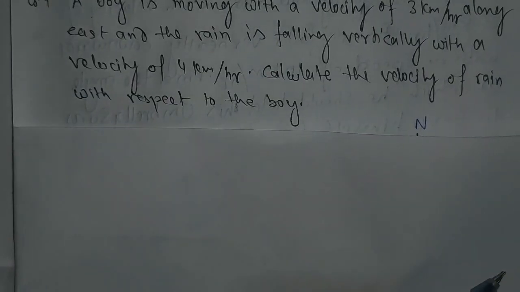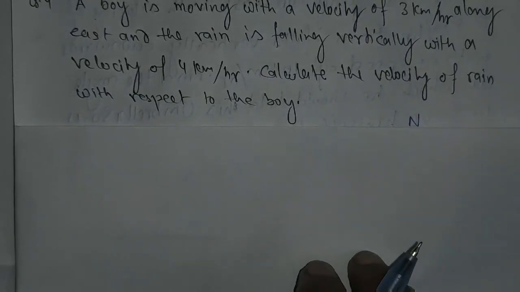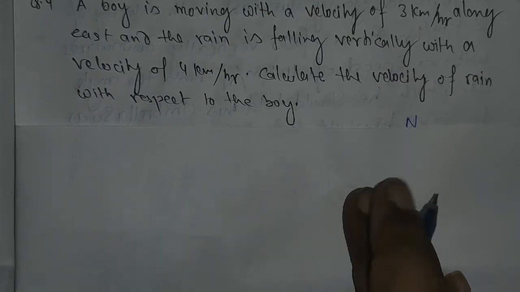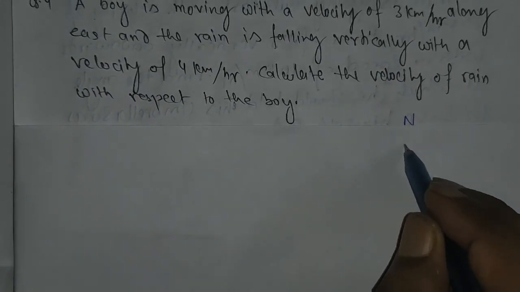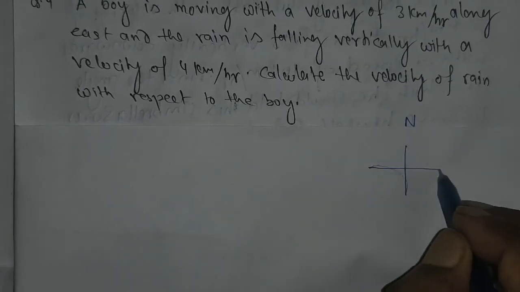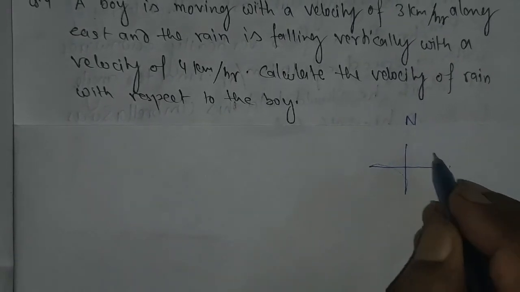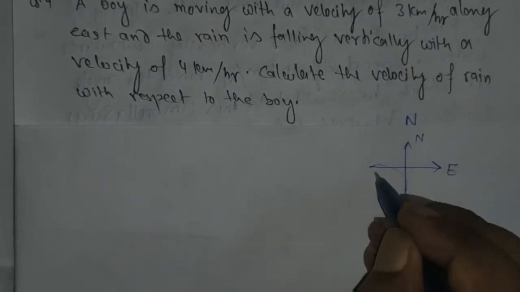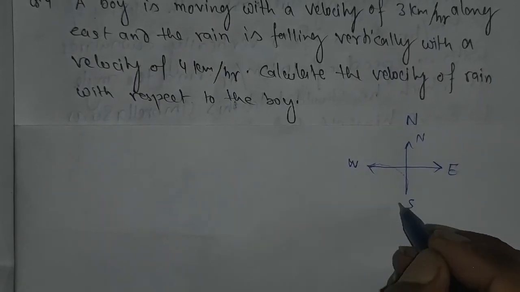Now students, let us discuss one more question of the man and umbrella problem. See here, the question: a boy is moving with a velocity of 3 km per hour along east and the rain is falling vertically with a velocity of 4 km per hour. Calculate the velocity of rain with respect to the boy. Students, draw here first the directions. This is north, this is south, this is east, and this one is the west.